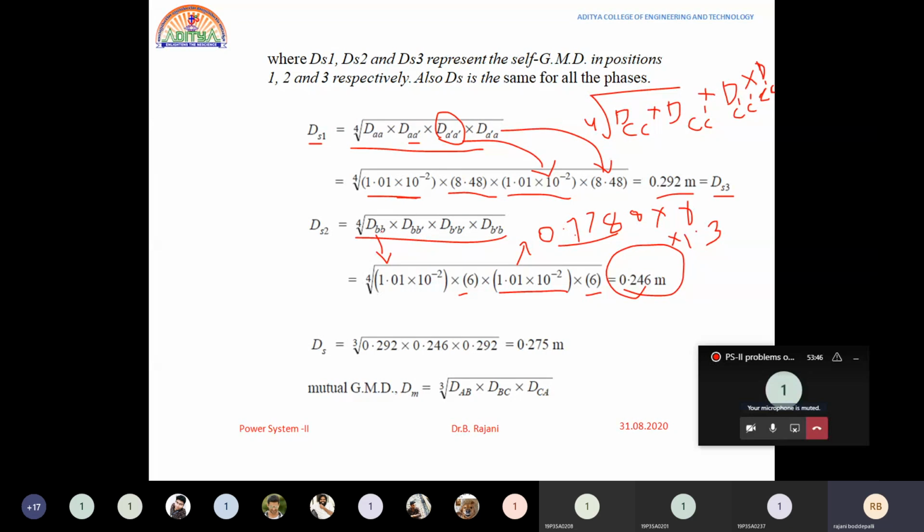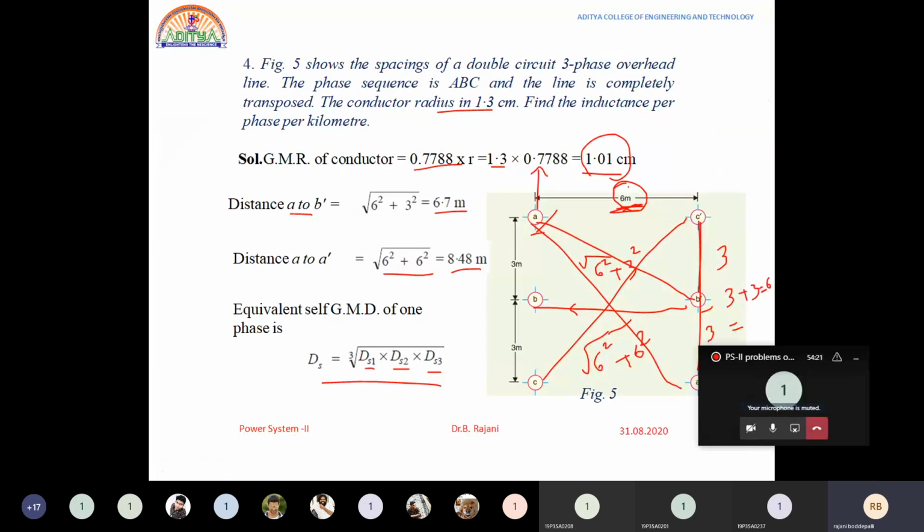But if we do it for A to B dash, by seeing the diagram you have to see the actual distance and put it. In the same way, now three combinations we are having: DS1, DS2 and DS3. What is the value for DS1 over here? 0.292. What is DS2? 0.246. Very good. Now what is the value for DS3? Same as DS1. Why? Because the distances are the same.